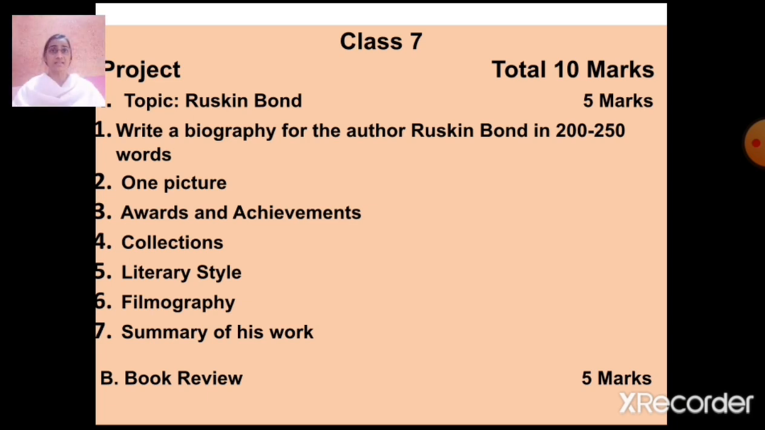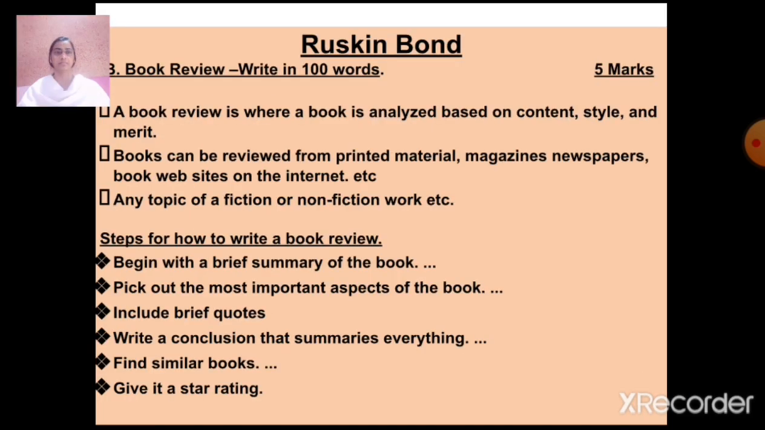Then the next is literary style, where you need to describe the way the author uses words, sentence structure, figurative language and the sentence arrangement while he writes. Then in the next subtopic, that is filmography, you need to inform about Ruskin Bond's involvement in Bollywood films. And then, finally, you need to summarize his work.